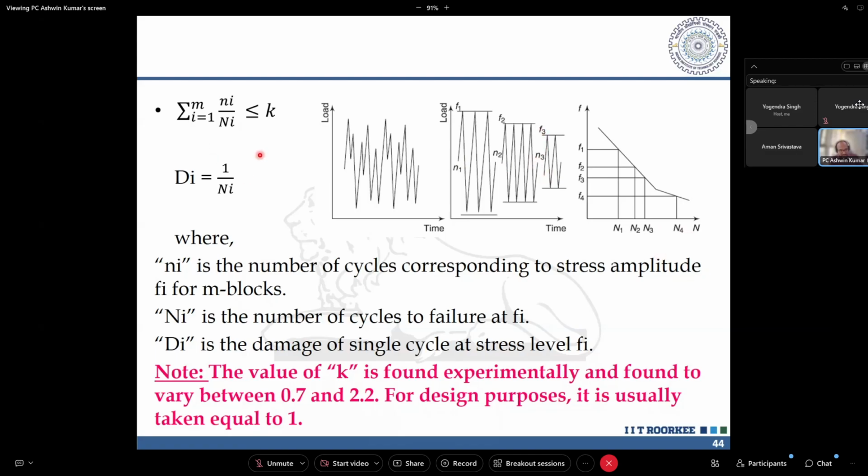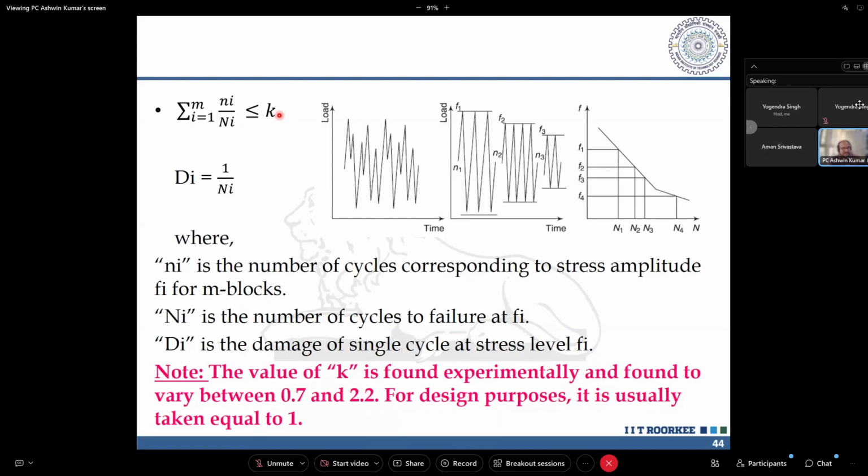I sum it up. That is the summation of ni divided by capital Ni, and I have to keep it below a limit. And this limit normally in the code is taken as 1. If I keep it below 1 for the variable amplitude kind of loading, I can ensure that my fatigue strength will be safe in fatigue. That is how the Palmgren-Miner rule applies. I hope it is clear, right?